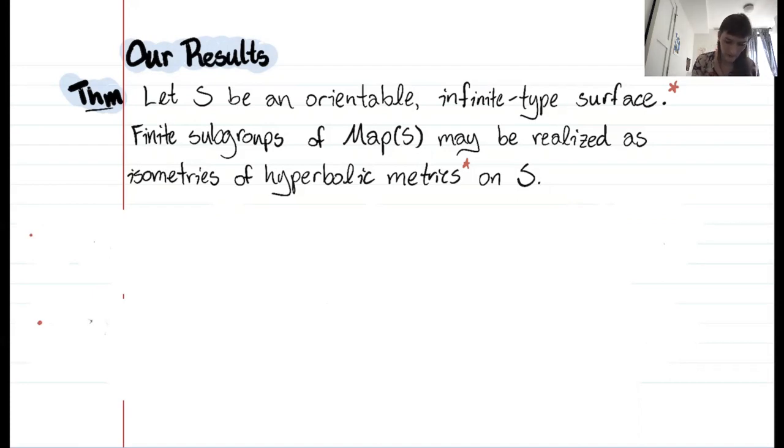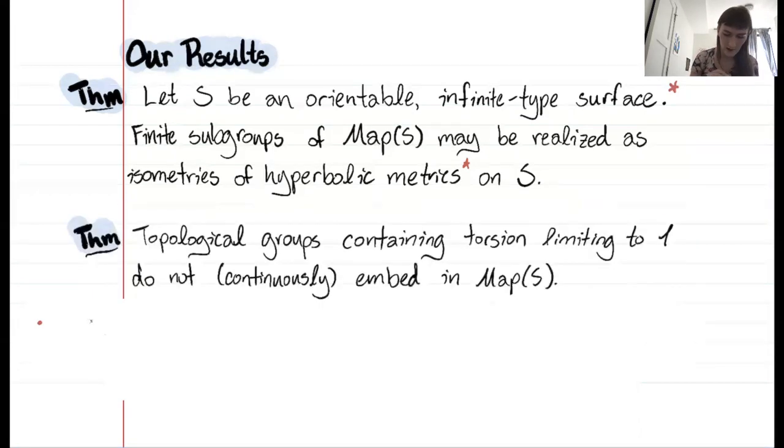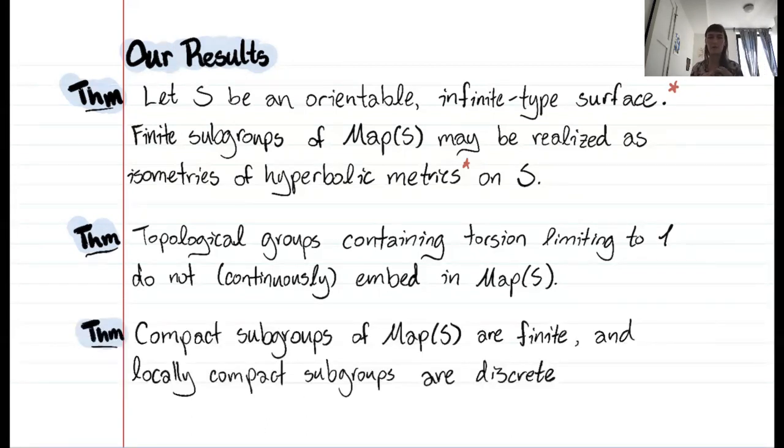So that's our first theorem. The other two theorems are really consequences of this first theorem, and they have to do with the group theory of the mapping class group of S. The first one says that topological groups containing torsion, so finite order elements, limiting to the identity, do not continuously embed in the mapping class group of S. So this provides some abstractions for various topological groups, some of which I'll talk about, embedding into the mapping class group of S. The other theorem also provides strong restrictions on the subgroup structure of the mapping class group of S.